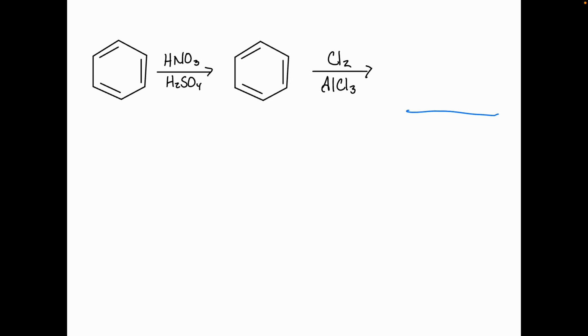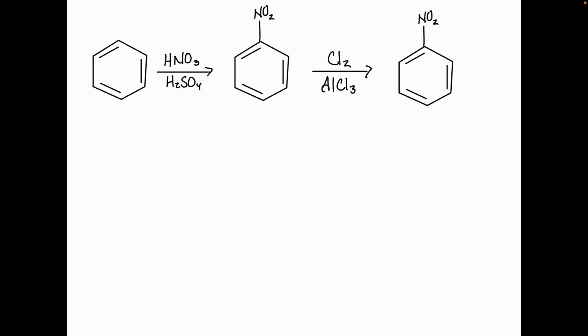All right, so that first step puts a nitro group on there. That second step is going to put what type of group on there? Chlorine. And specifically, where is that chlorine going to go? Is it ortho-para or meta?